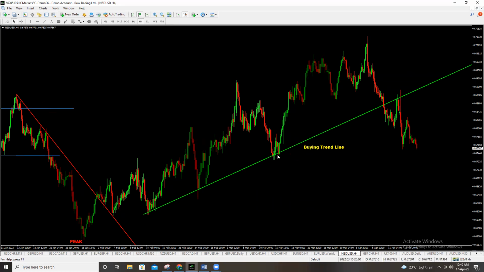So on the third point, you'll be touched, and if there's a break, you wait for the break and the retest. You don't get into a sell just because the trend line has been broken. Remember, we said you wait for a retest. And this market is very, very organized.